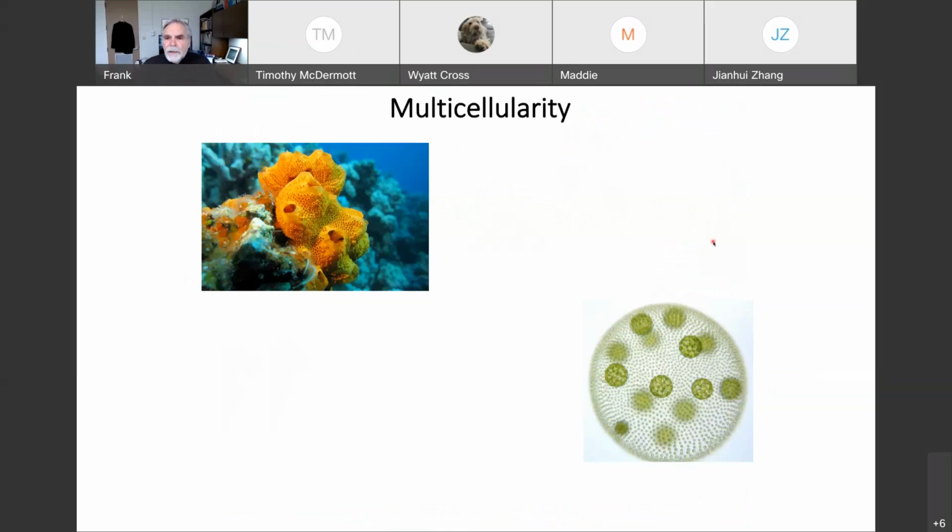So here you have 2 simple multicellular organisms. On the bottom right, you have Volvox carteri. This is this freshwater chlorophyte alga that has fascinated biologists since Leeuwenhoek and Linnaeus. And here's a sponge up here on the top left.